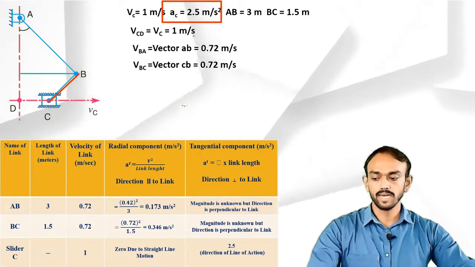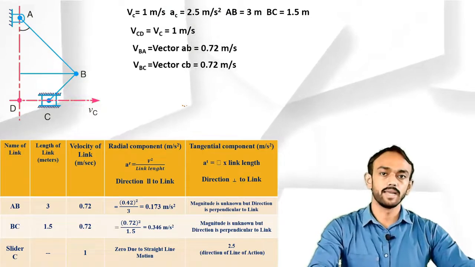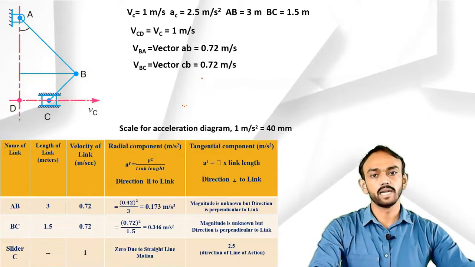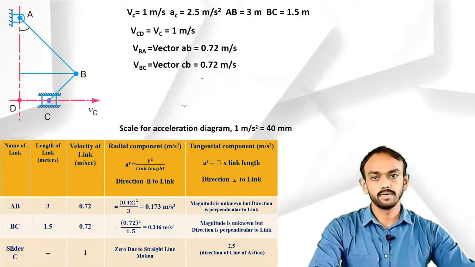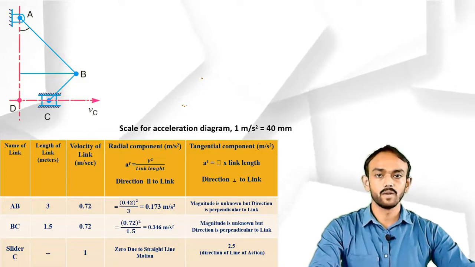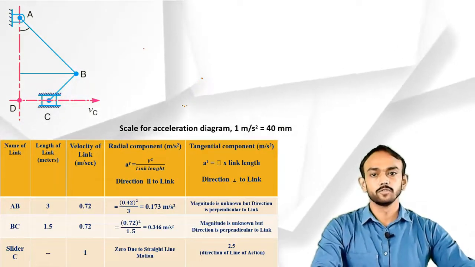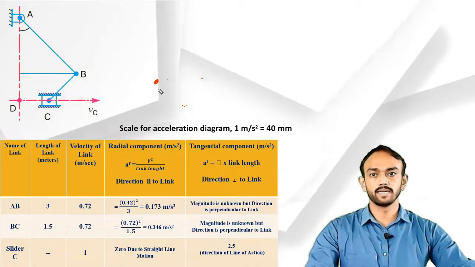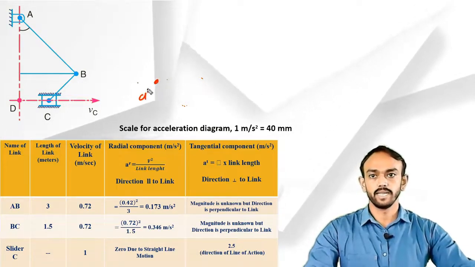Okay, so let's start the acceleration diagram. For that, first of all, we take the scale here. Scale is 1 meter per second square equal to 40 mm. Now let's draw the diagram. For that, first of all, we have to take all the fixed points at a, here A dash.